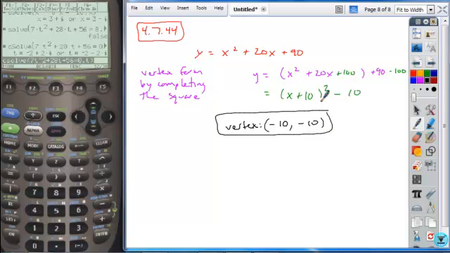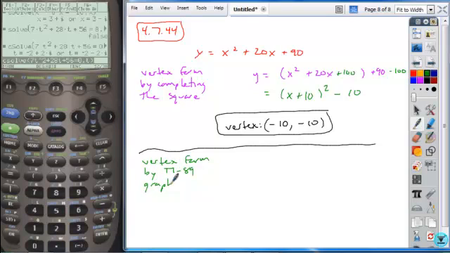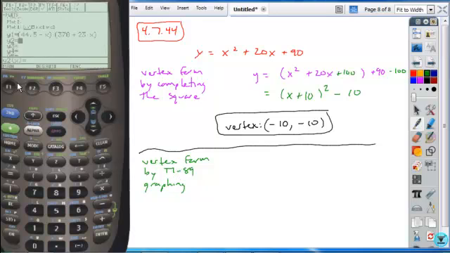Now, the other possibility here is you could find the vertex of your graph by using the graphing utility. If this was the case, what you could do is go to your y editor. You could enter your equation just as it appears. Okay, and then view your graph.